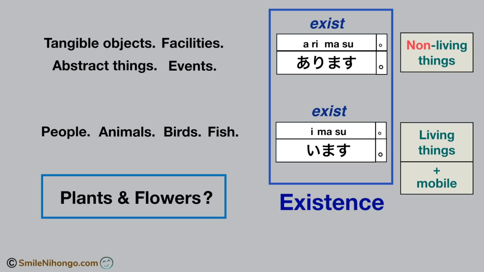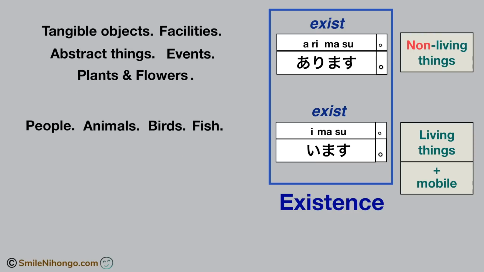So what about plants and flowers? Which do you think you have to use when you want to say a tree exists, meaning there is a tree, for example? Right, you have to use あります. Why? Because trees, plants, and flowers don't move around even though they are alive.